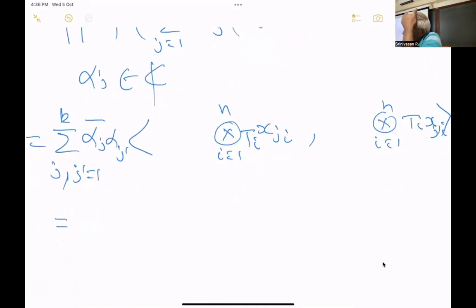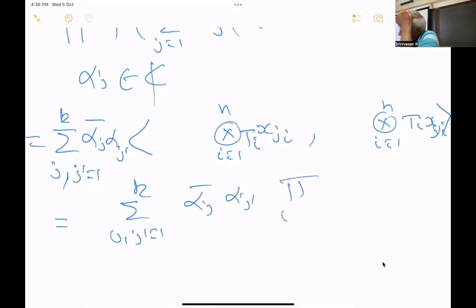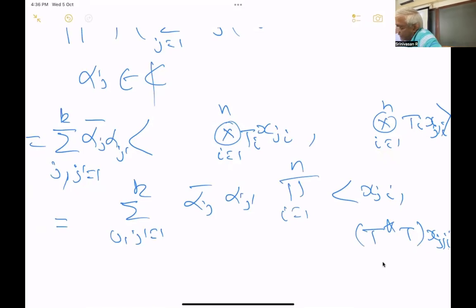So now the point is this. I can take this Ti, I mean this will be the product, to the other side: j equal to 1 to k, alpha j bar, alpha j prime. Maybe there is a pi, i equal to 1 to n. X ji, t star t. The t I can take to the other side as t star t, acting on this x j prime i. Okay. And if you want, you can put a Ti star Ti.